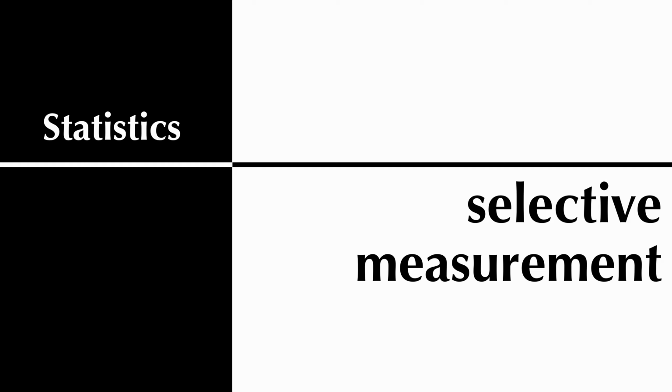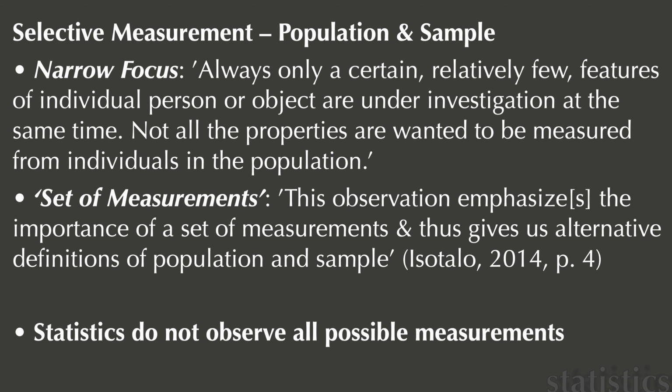One of the things that you have to think about when you're doing statistics is the idea of selective measurement. You have a narrow focus when you're measuring and you're doing statistics. These are from Ms. Italo. Always only a certain relatively few features of individual person or object are under investigation at the same time. Not all the properties are wanted to be measured from individuals in the population. Instead, this observation emphasizes the importance of a set of measurements and thus gives an alternative definitions of population and sample. From this, statistics do not observe all possible measurements.